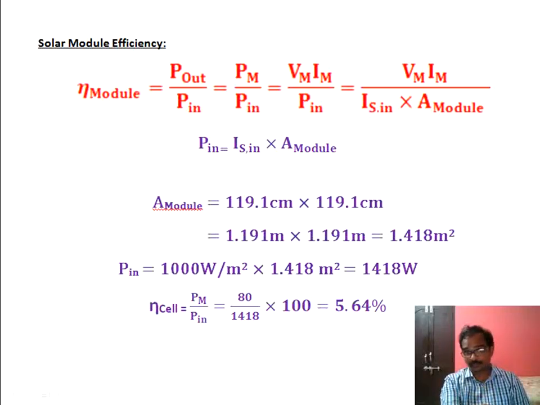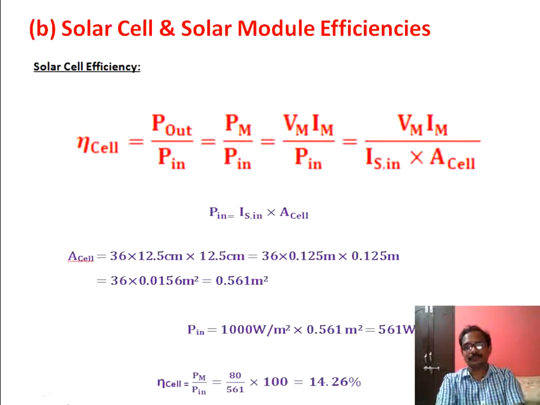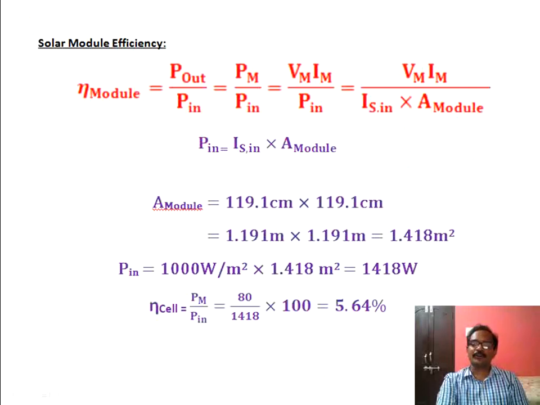Now, what I have given is the cell efficiency. Sorry, it is the module efficiency. So module efficiency will be PM by P input into 100. PM will be 80 from the specifications and P input will be 1418, into 100. You will get 5.64%. You can observe here that the cell efficiency is 14.26%, whereas the module efficiency is 5.64%. That is, the solar module efficiency is very low compared to the solar cell efficiency.